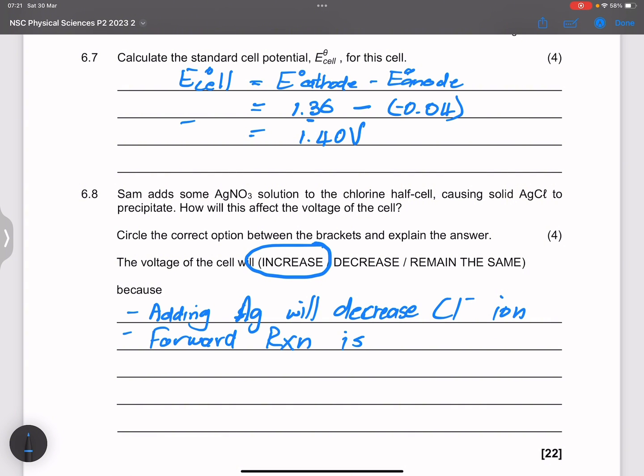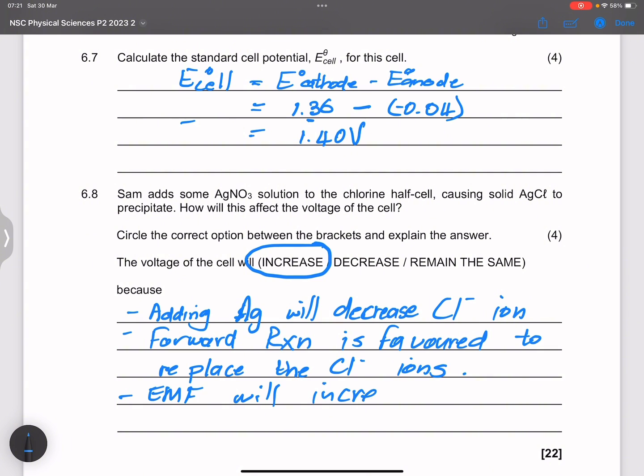Is favored. Okay, and it's favored to try and replace the Cl minus ions, right? And so what happens in that case? It means that my EMF will therefore increase.